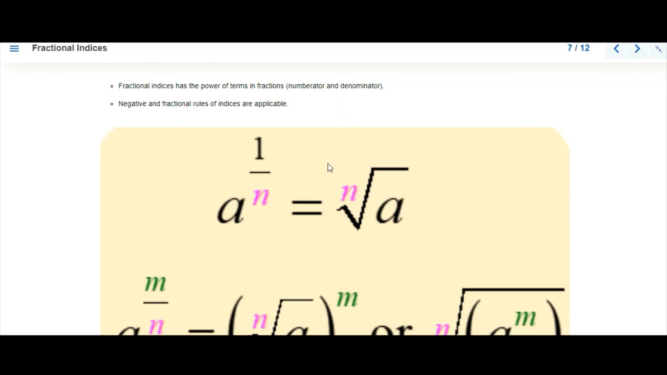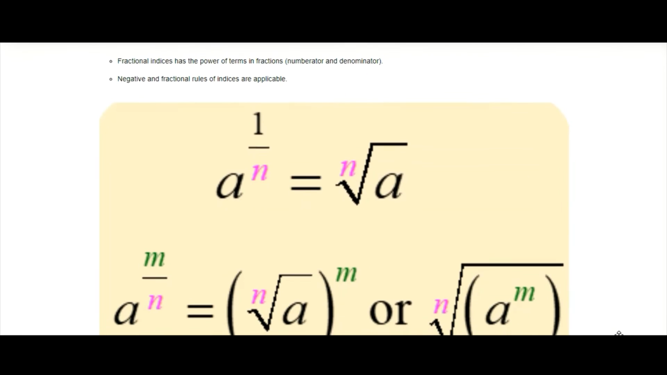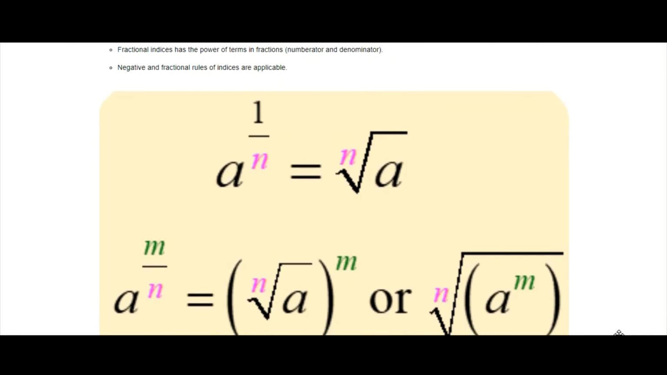Okay, the fractional rule of indices takes this form. When you have a raised to power 1 over n, it can be written as the nth root of a. And when you have a raised to power m over n, we can rewrite it as the nth root of a to the power m, or the nth root of a, in brackets, raised to power m. So that sorts that out.